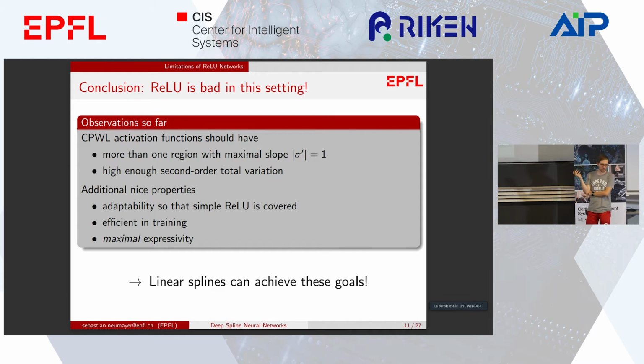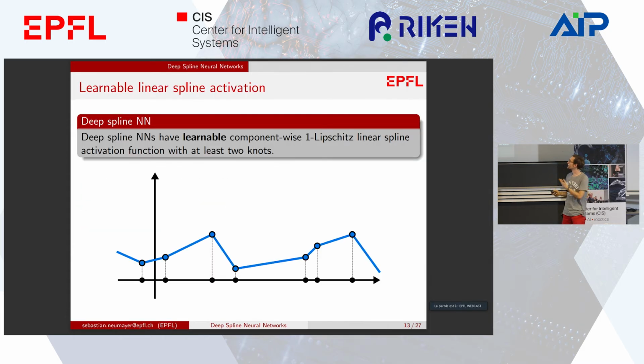The maybe unsurprising fact is that we propose linear splines to achieve these goals. I'm in Michael Unser's lab, so I guess it's natural to come up with splines. We call the corresponding networks DeepSpline neural networks. These networks have learnable, component-wise, 1-Lipschitz linear spline activation functions. They need to have at least 2 spline knots, otherwise we cannot overcome the issues which I described before. Here is an example of such an activation. It can go up and down, but the slope is always 1, and it changes at these knots.